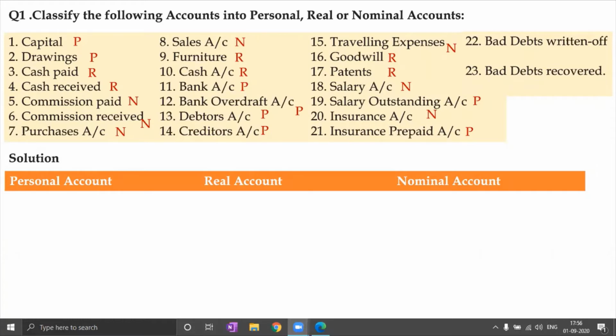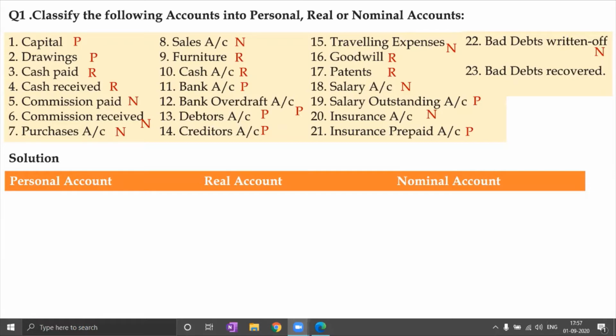Okay, so bad debts written off. This is an expense for you. This is a loss for your business. So this will be treated as a nominal account. Now, if I return to India and I remember that I have taken 10,000 rupees from my students and I return it to you, so that bad debt amount will be recovered. So this will be your profit.